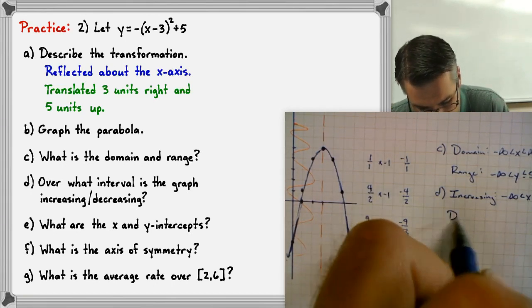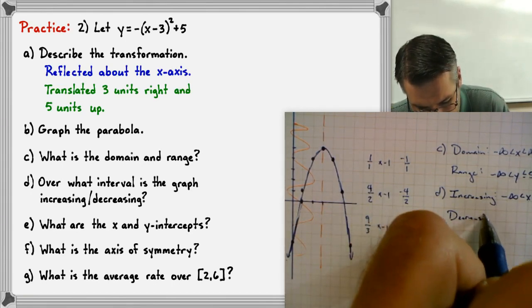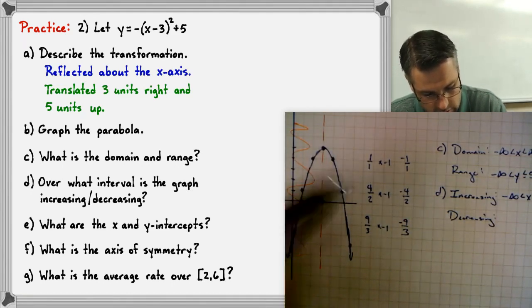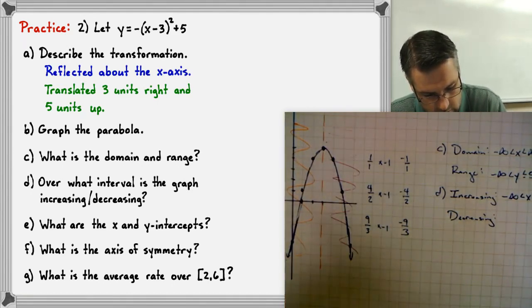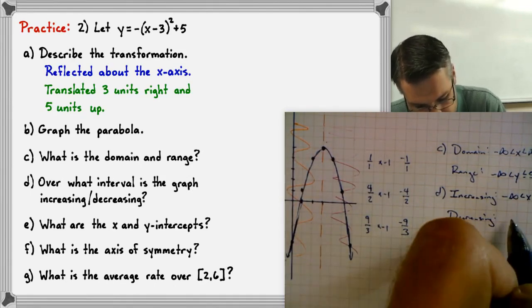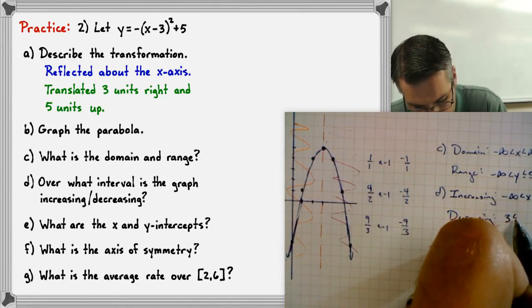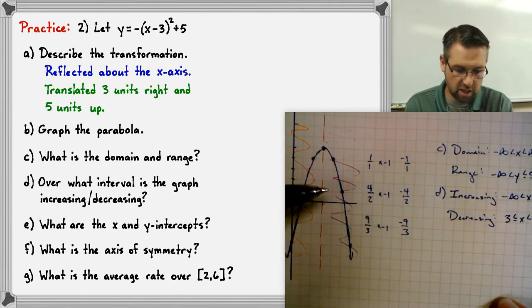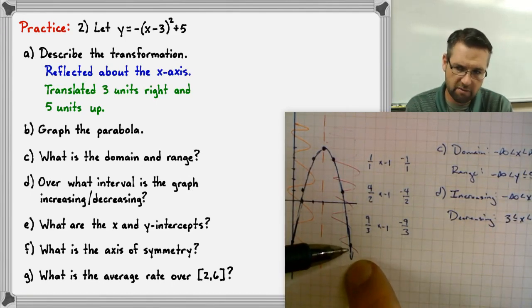And then our interval of decrease is going to be where it's going downhill. So that's everything on this side. Okay. And so we can see that that picks up at 3, less than or equal to x, and then it ends at positive infinity. Some students get confused on whether this is a positive or a negative infinity.